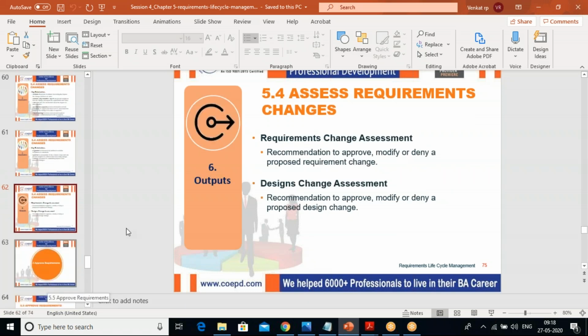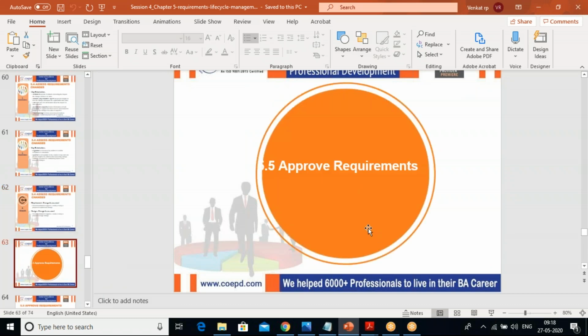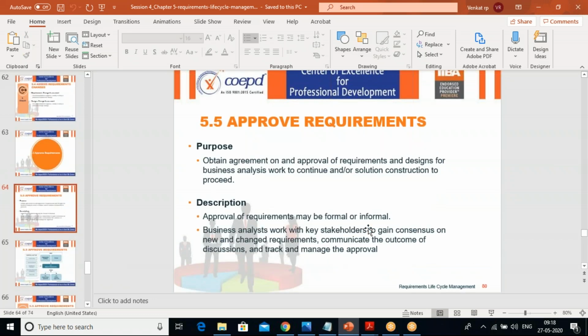And the outputs, as usual: the requirements change assessment, how we can do that, will be an output, and the designs change assessment, how we are going to do that, is also an output. And finally we have approve requirements, how we are going to approve the requirements. For that we first have to understand the stakeholders and who the decision makers are, how we are going to take the approval, whether it is formal or informal, and what information we keep available for all the stakeholders to understand what is happening. So all this we will be discussing here.